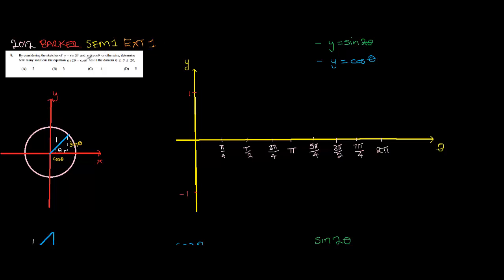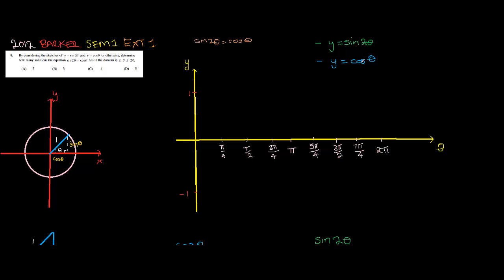You've probably come across this idea before, but when you've got simultaneous equations, like sine of 2 theta equals cos of theta, what you can do is draw the graph of y equals sine of 2 theta and the graph of y equals cos of theta, and where they intersect, those points of intersection, graphically, they're the solutions.